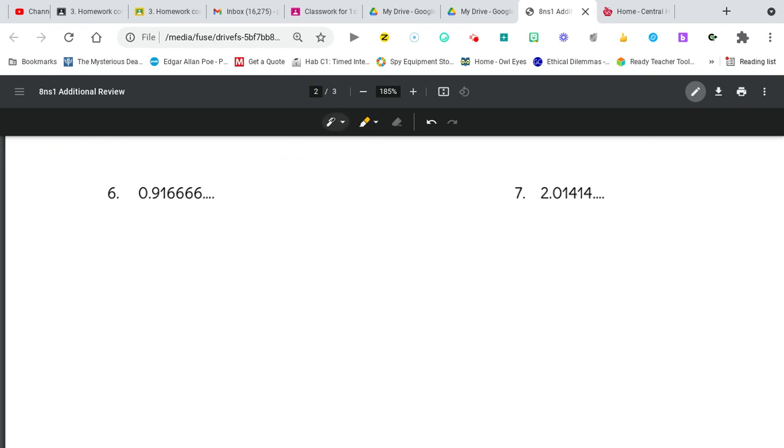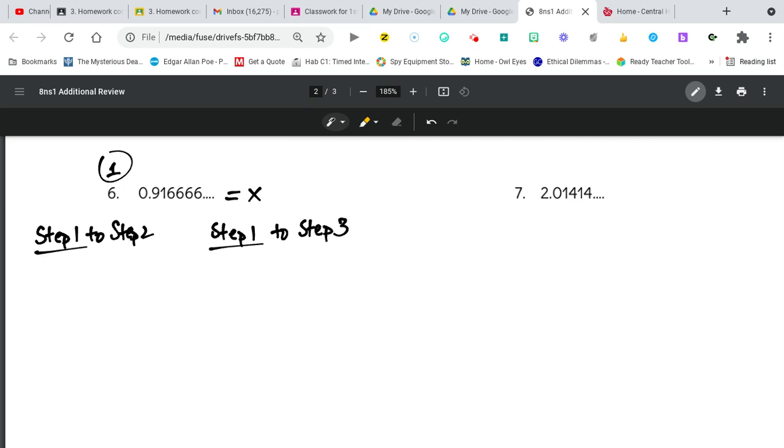Okay, so I'm going back. I'm going to set this equal to x. This is step 1. Okay, so I'm going to go from step 1 to step 2. Then I want to go from step 1 to step 3, guys. Because step 1 is in both of them, I'm going to write this down in both of them. Go over here and write it down too.